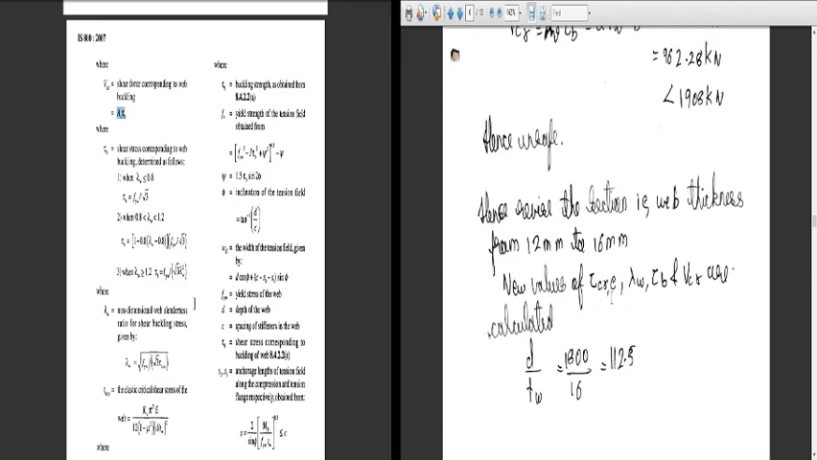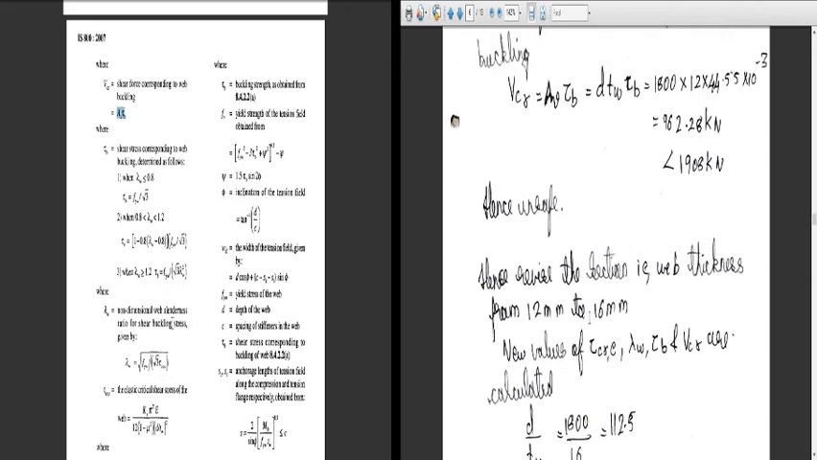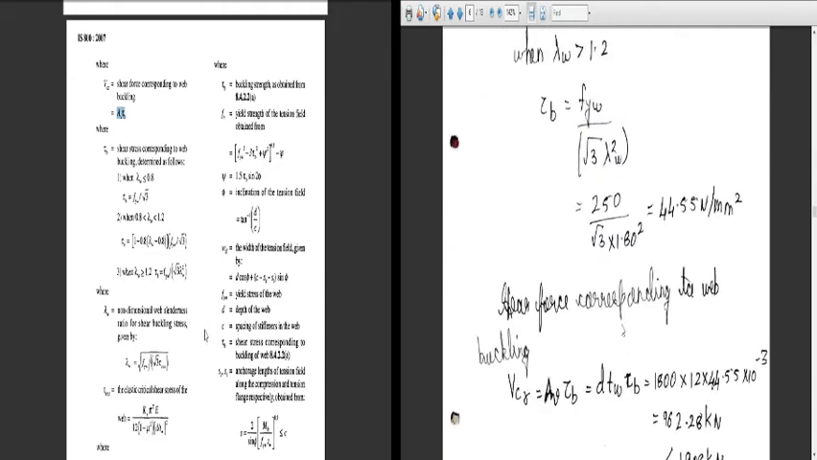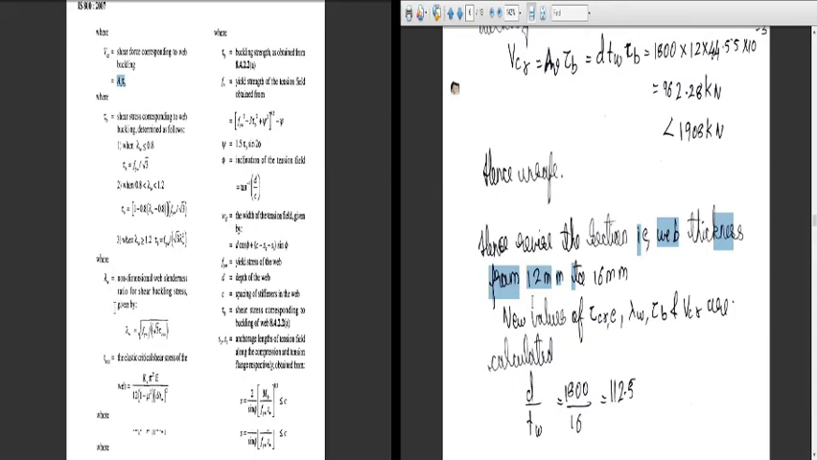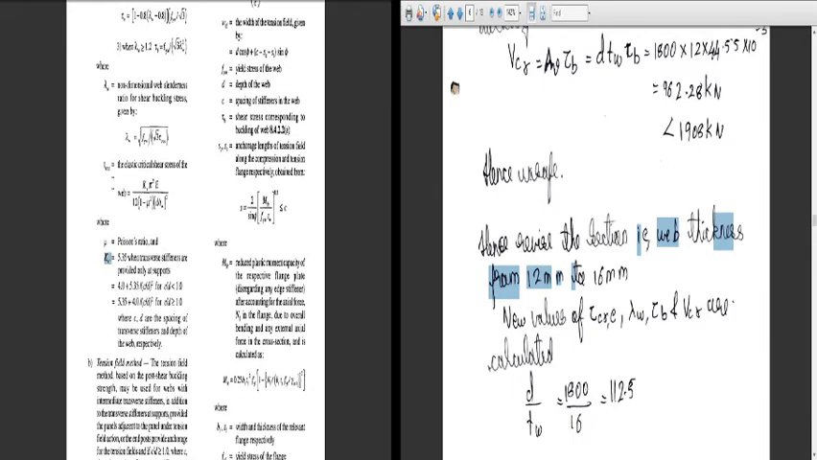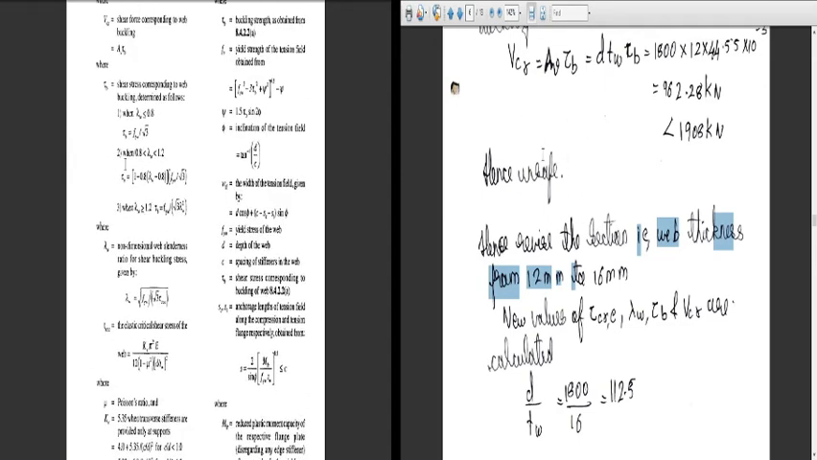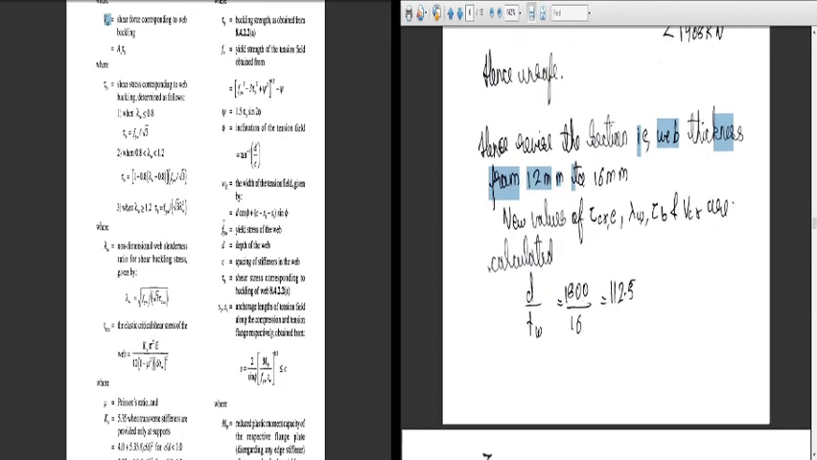So the new values of tau CR, as we change the dimension from 12 mm to 16 mm, our web dimension will become 1800 mm by 16 mm. So we have to repeat all these procedures according to the code book. Again we have to calculate kV, tau CR, then lambda W. Again we have to check which condition is satisfied. Then we have to calculate tau B and substitute here and get the value of VCR, which should be greater than 1908 kilonewton. So let us see the new values of tau CR, lambda W, tau B, VCR.